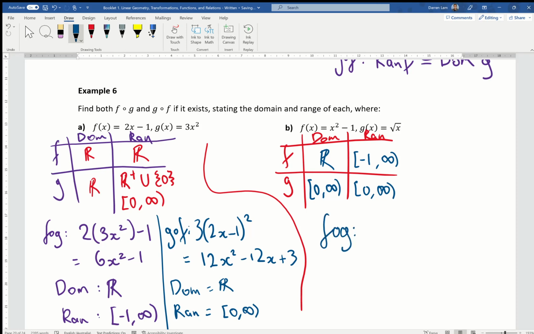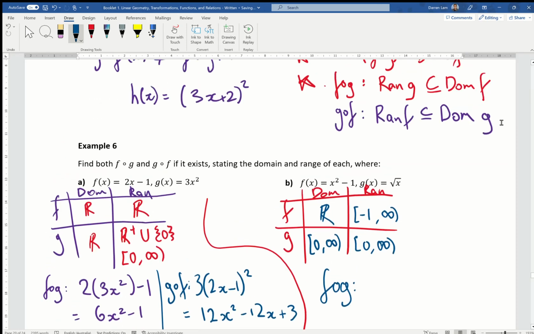In order for f of g to exist, the range of g must be a subset of the domain of f. Now the range of g is between 0 to infinity. The domain of f is all real values. Is that a subset of the domain of f? Is 0 to infinity fitting within our all real values? Yeah, okay.